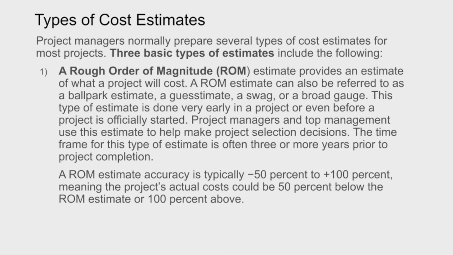So, for example, if you have 6 projects to choose from, the rough order of magnitude is really good for saying, which one do you think we should pick? We can't do them all, right? So you can think of rough order of magnitude not being very accurate. It could be anywhere from 50% lower than the actual cost, or 100% higher than the actual cost. So it's a bit of a concern in terms of running the project, but it is a very good, useful tool in terms of deciding which project you should choose.